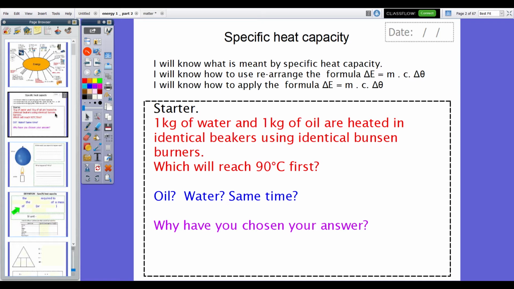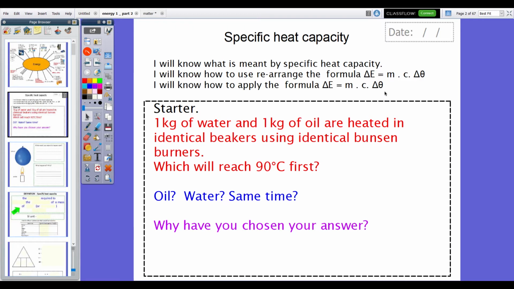So I will know what is meant by specific heat capacity. I will know how to use and rearrange the formula delta E equals mc delta theta. That's what this symbol means, the triangle delta E. And I'll know when to apply the formula delta E equals mc delta theta. Just simply, I'll mention it now, I'll mention it again. Delta just means change in. So delta E in this one means change in energy, and this delta theta over here is change in temperature.